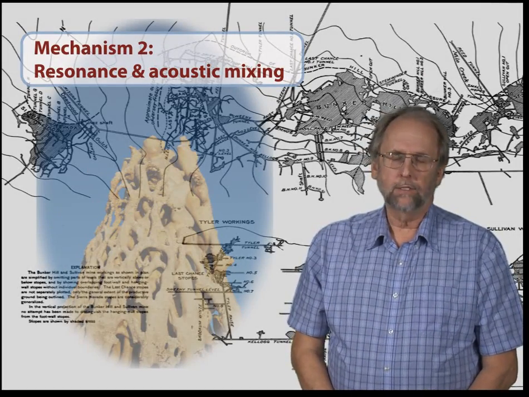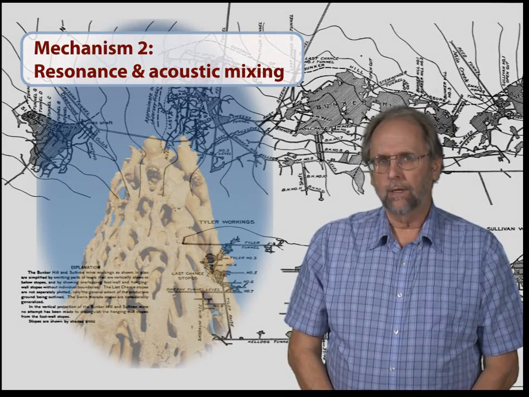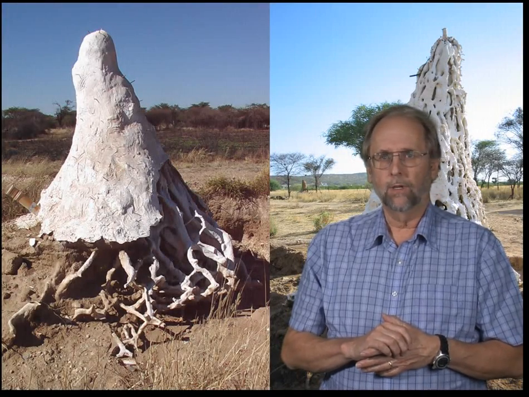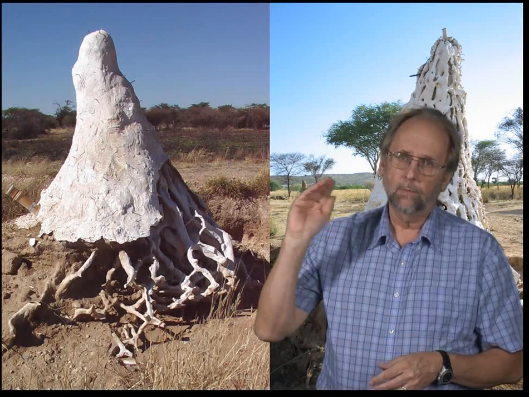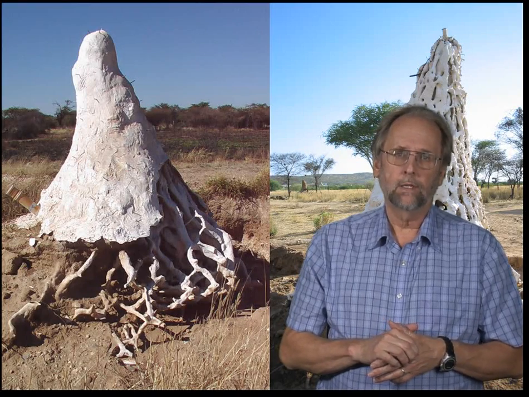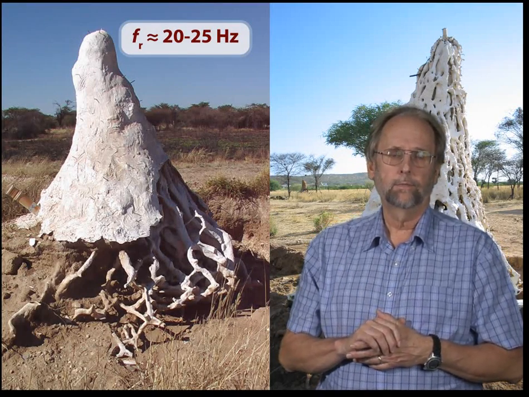Another possible mechanism involves a resonance phenomenon. The tunnels in the mound are long enough to form resonant structures, something akin to an organ pipe. One can calculate these expected resonance frequencies. The surface conduits, for example, can be as long as 3 meters from top to bottom. Air in a pipe this length will resonate at about 20 to 25 hertz, just below the audible range.